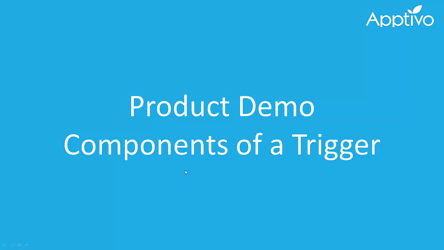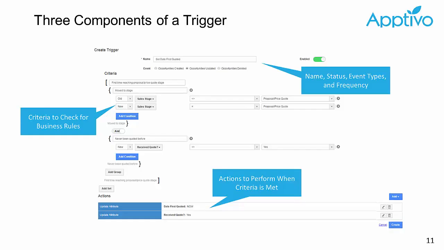I'll hop into the app and we'll show you them in a moment. But when it comes down to what a trigger is created of, there's a couple high-level pieces of information. So you name each trigger. In this example that we've got up on the screen, this is the one we spoke about a moment ago, where the very first time that I move a deal to my proposal price quote stage, I want to timestamp it with today's date and then indicate that this deal has gone to a quote before. So on top, I will name it, say, okay, set date first quoted.